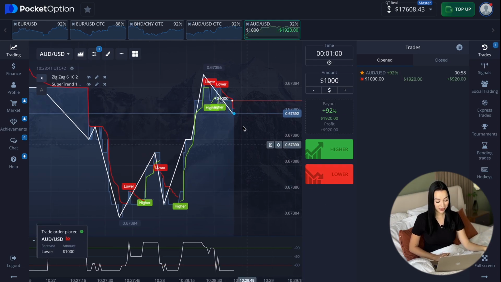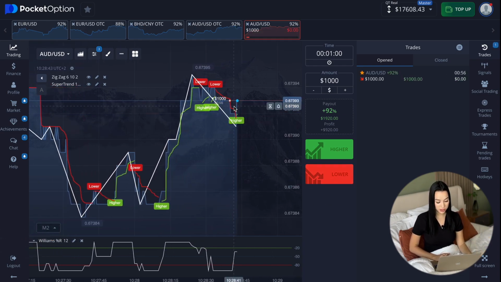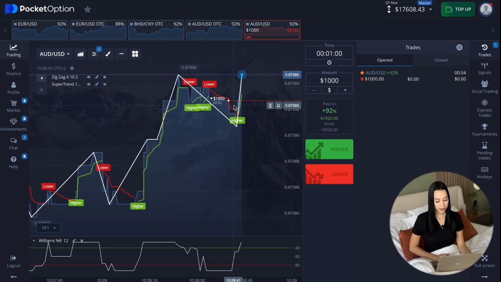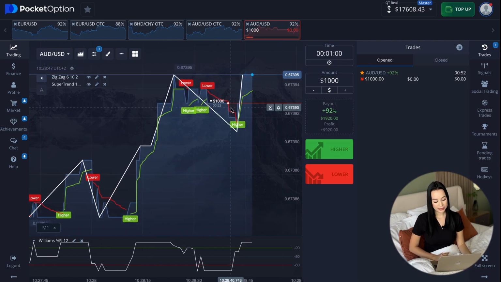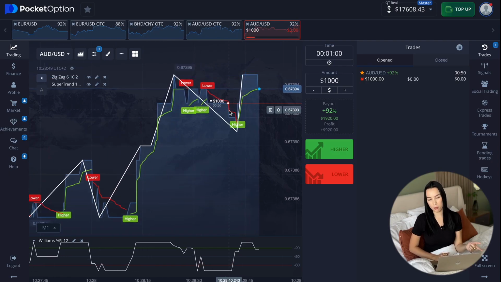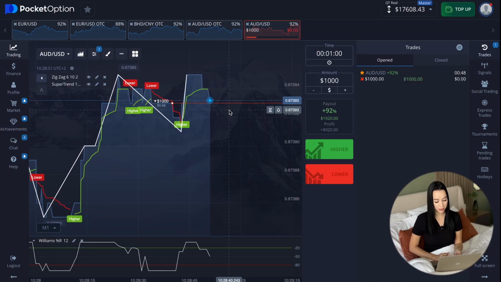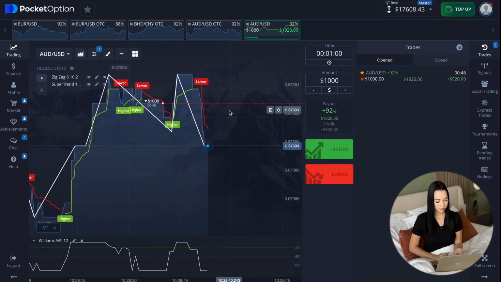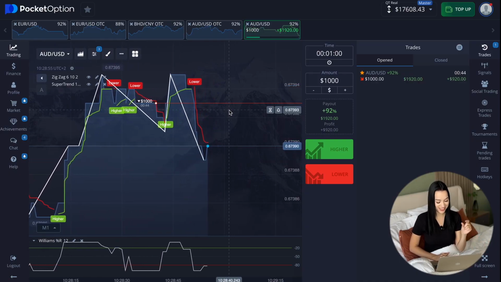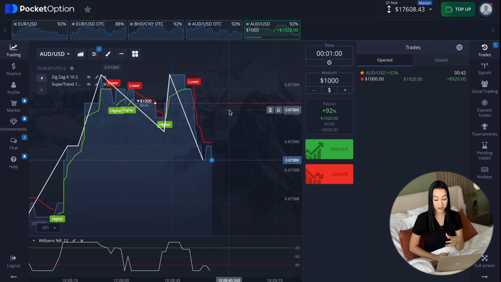And even in the bed, here I opened another trade for $1,000 down, because now, for example, the white line of the Williams intersects the red line of the Williams again. You can see how fast it's changing on the line chart.